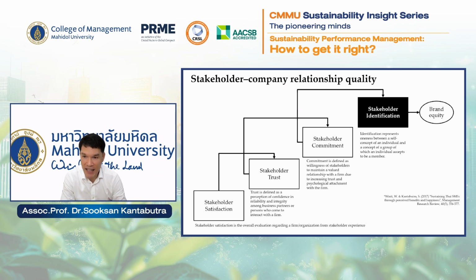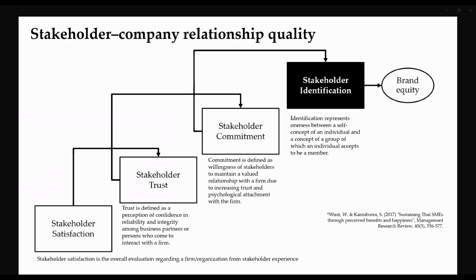So identification represents oneness of the self-concept of an individual and the concept of a group which the individual accepts to be a member of. So although they are the surrounding community, for example, right, they're going to say that they are part of your company. So that is what is meant by stakeholder identification. Now, why do we need to focus on company-stakeholder relationship quality? Because this stakeholder relationship quality, the top one, leads to brand equity, or the value of your brand. It enhances your brand. It improves your brand value.